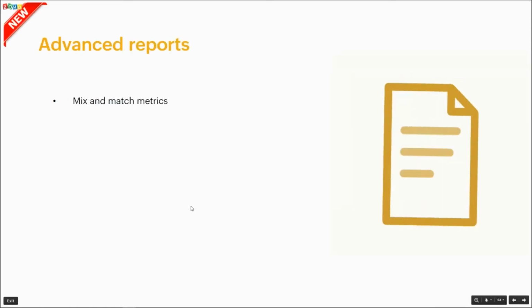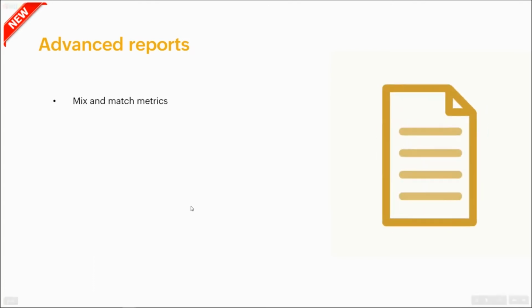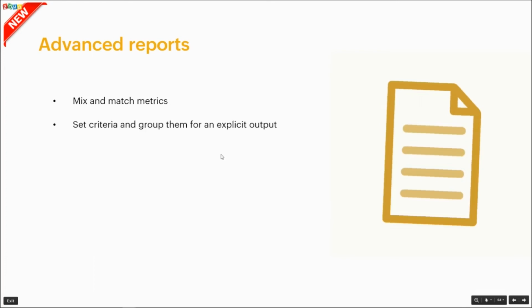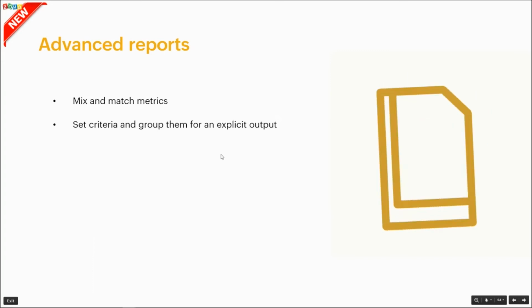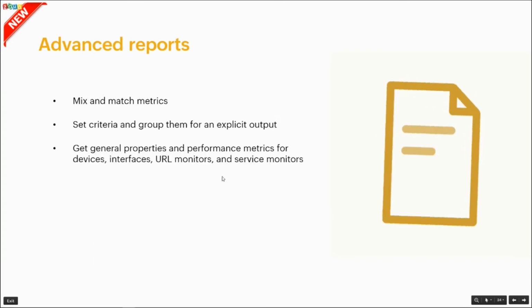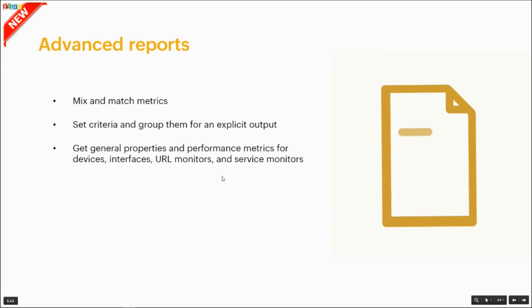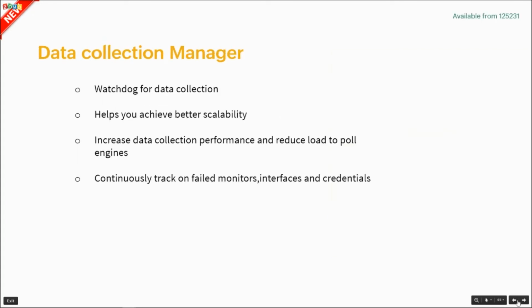The next important thing to see about the reporting capability is called the advanced report. This is a brand new feature which helps you completely customize the reports which you take for annual capacity planning, audit reports, or any other requirements in your environment. Here you can mix and match the criteria and the metrics. You can set criteria and group them for an explicit output, and then get generalized properties and performance metrics for devices, interfaces, URLs, and service monitors, and then schedule them accordingly.